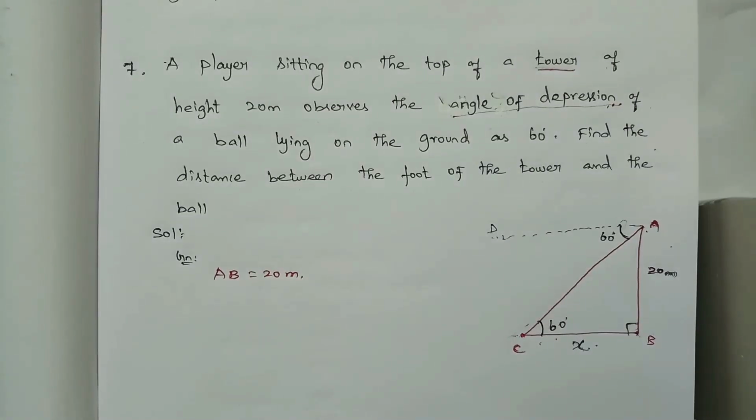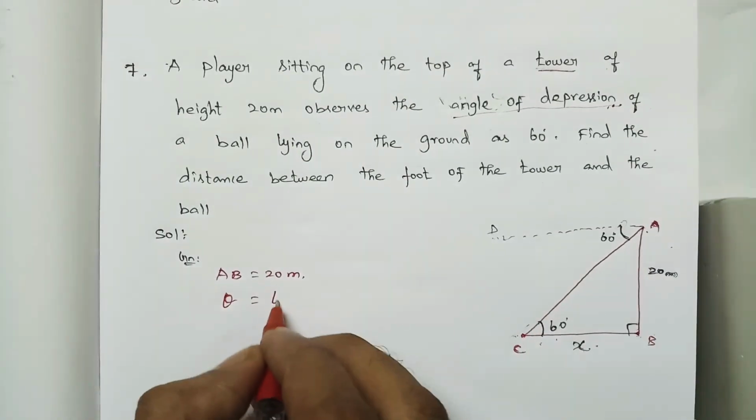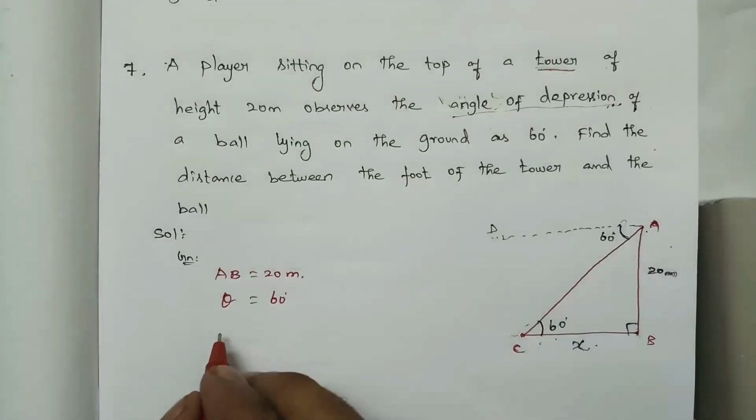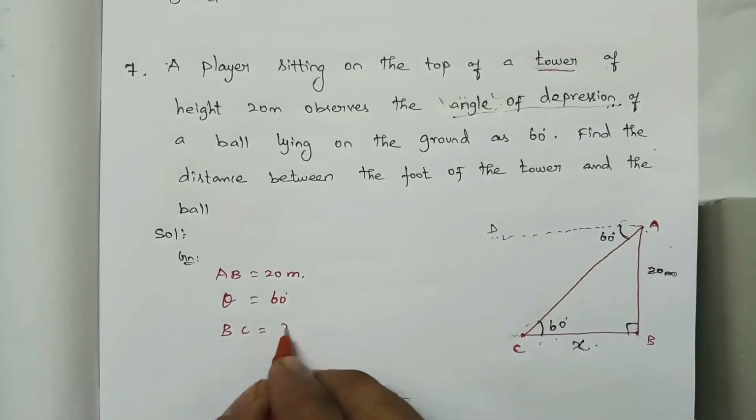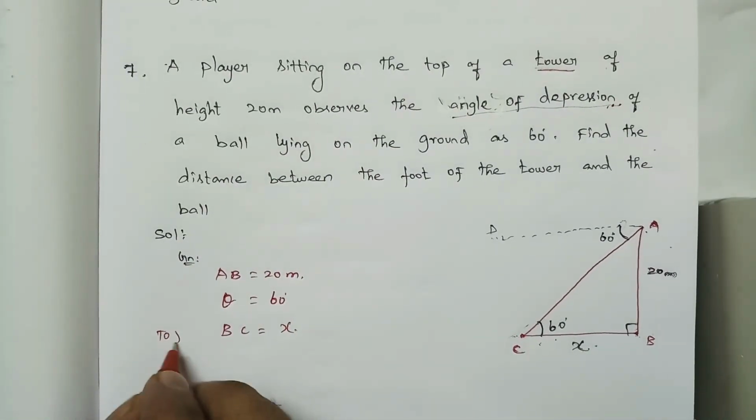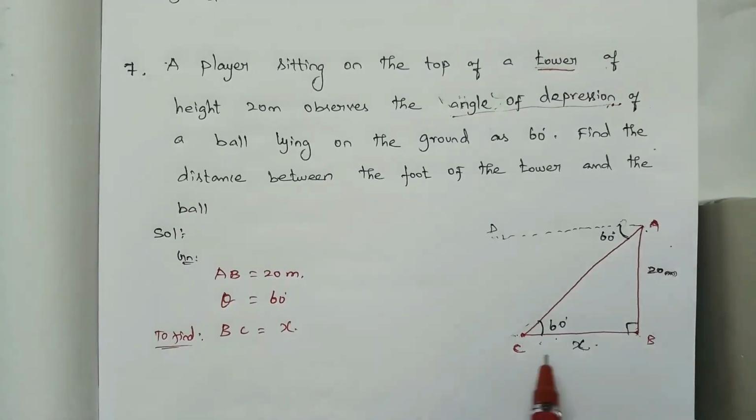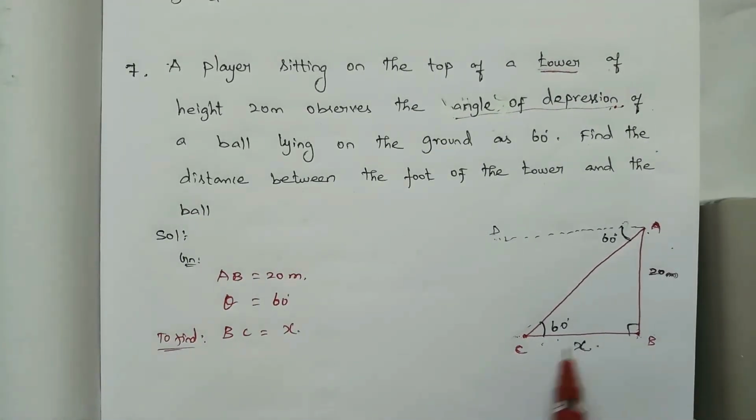Here AB is equal to 20 meter and theta is equal to 60 degree. What we want to find is BC. BC is equal to X, that only we want to find, the distance between the foot of the tower and the ball.